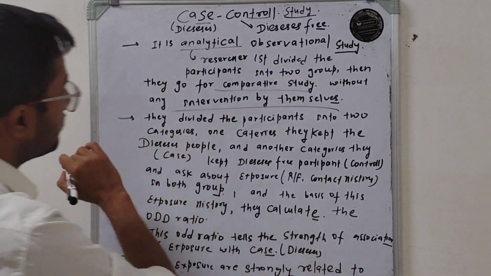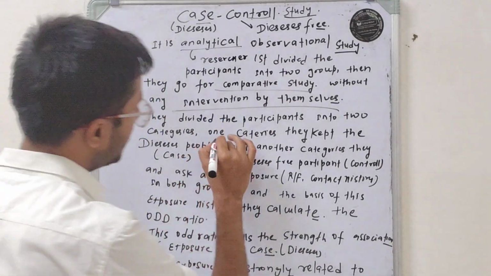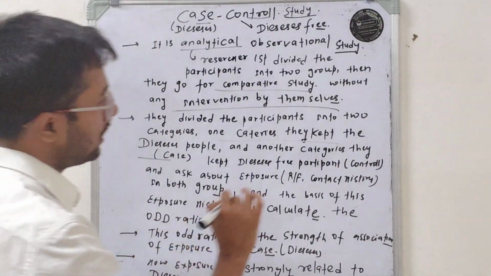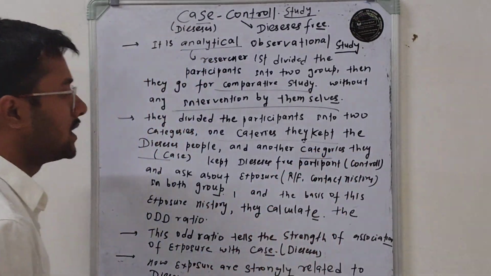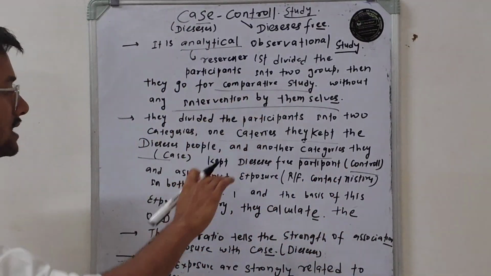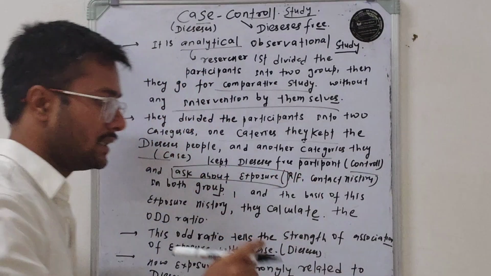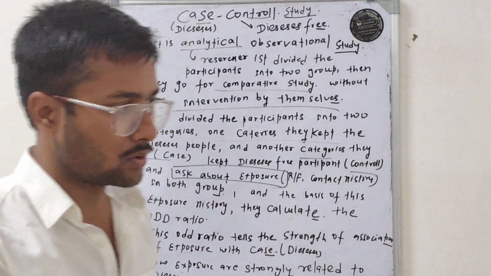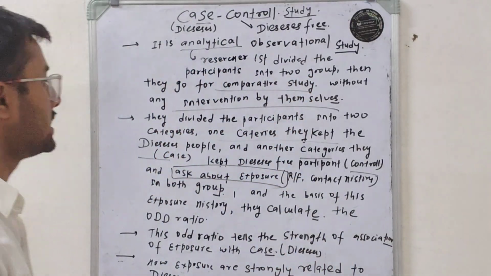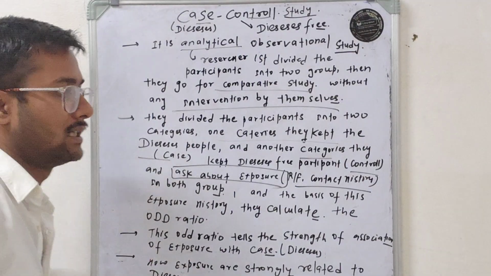So they divide the participants into two categories. In one category they keep the diseased people, called case, and in the other category they keep the disease-free participants, called control, and ask about the exposure. One important point: after dividing the participants into two groups, case and control, they ask about the exposure. Exposure means contact history, risk factors, like that.